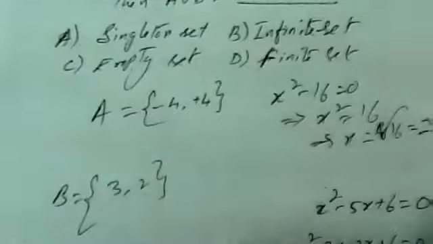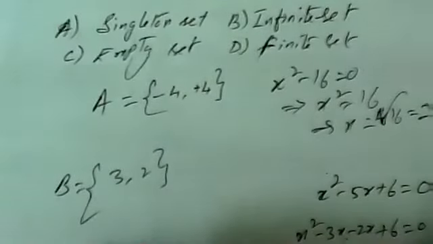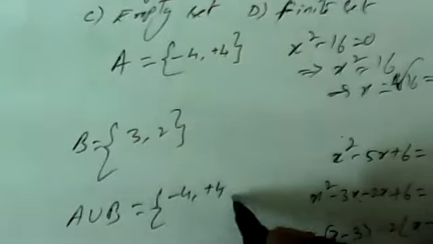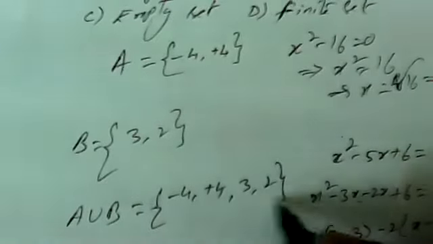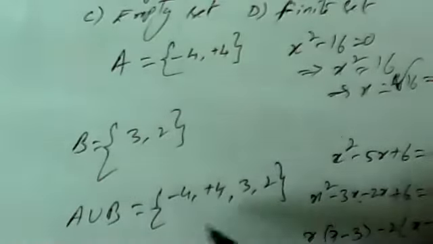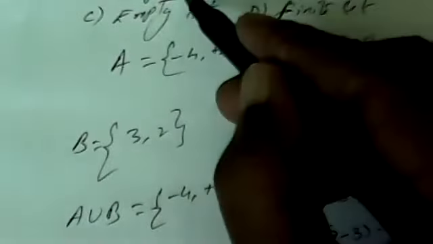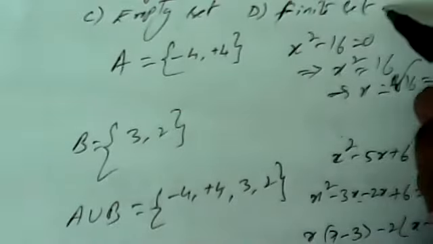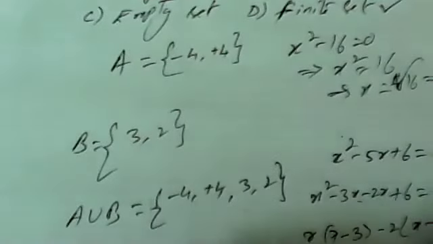Now from these two sets, if you take the union A union B, we have to write the elements of A, minus 4 and plus 4, and the elements of B, 3 and 2. So that is countable elements, 4. So it's not a singleton set, it is not infinite, and it is not empty. So it's a finite set. So what is the answer? A union B is finite.